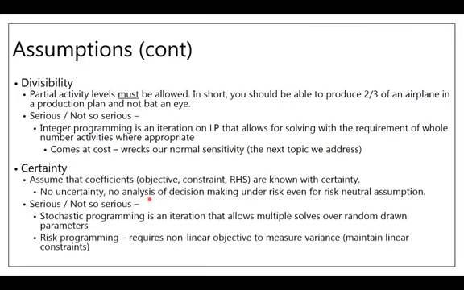We have some other sort of assumptions here. Divisibility, basically you must allow, and this is really the algorithm's fault, you must allow partial activities. Basically, if it says produce 2/3 of an airplane, that's part of your production plan. Is it serious or is it not too serious?